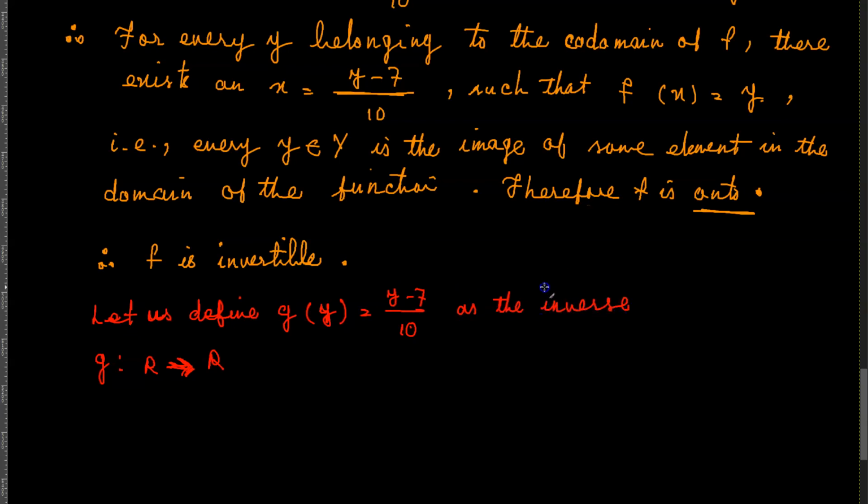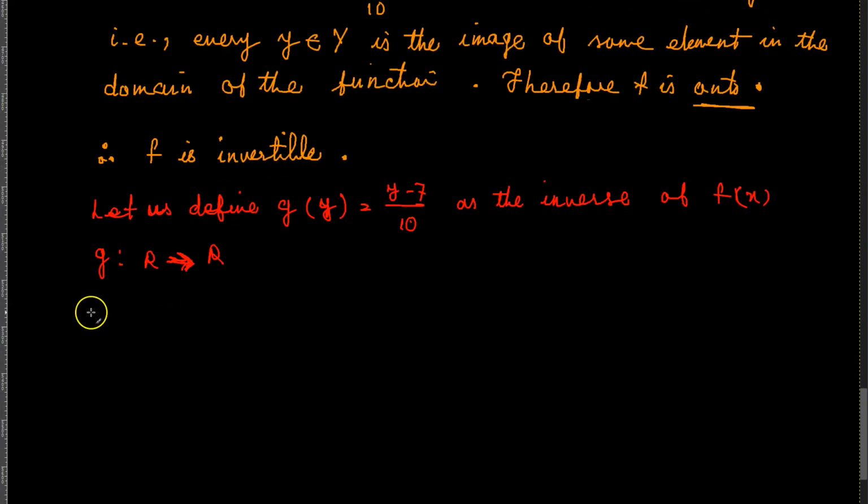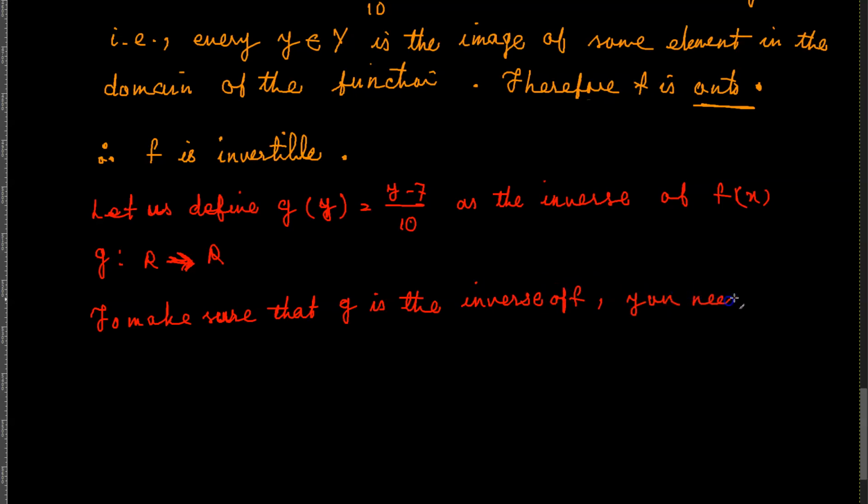Let us define g of y as the inverse of f of x, right? Now, to make sure that g is the inverse of f, you need to show that g o f of x is equal to x. G o f of x is equal to x.